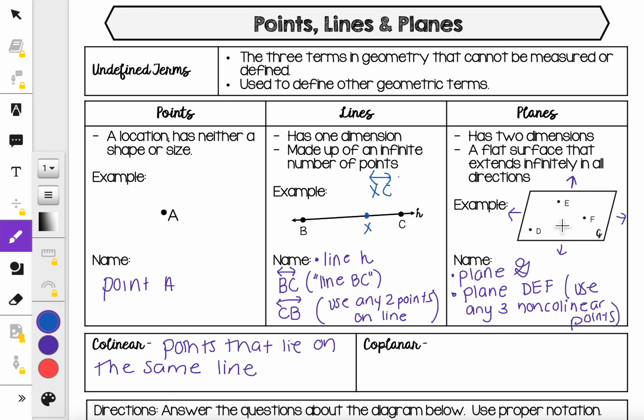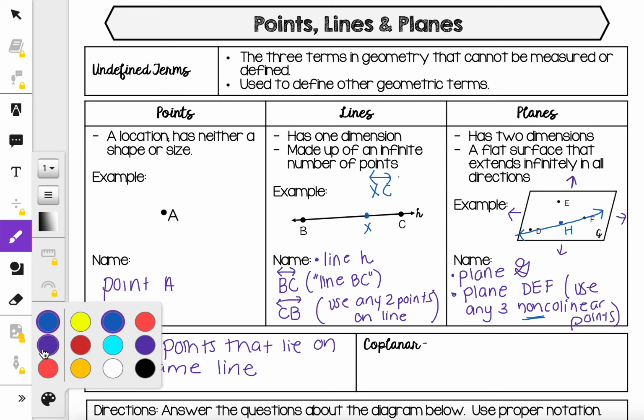If I had a line here that went through DF, and we could call that point H, these 3 points would be colinear points. So I wouldn't be able to name this plane DHF, because those 3 points are all on the same line. And we'll see an example of why we can't name it that way in a couple examples. But it's really important that there are 3 non-colinear points.